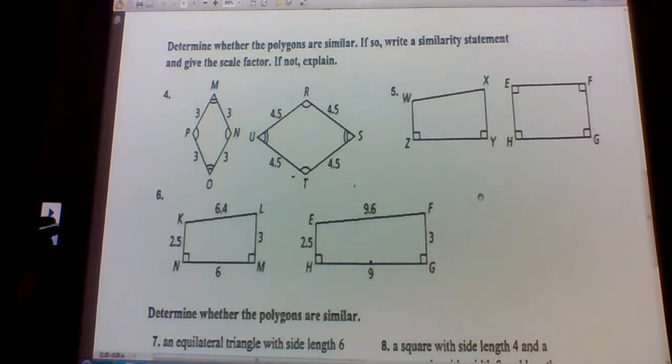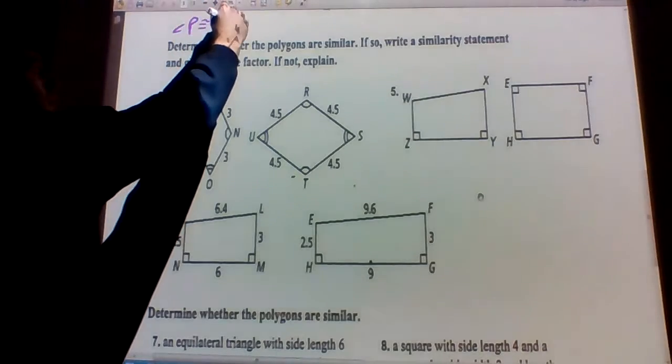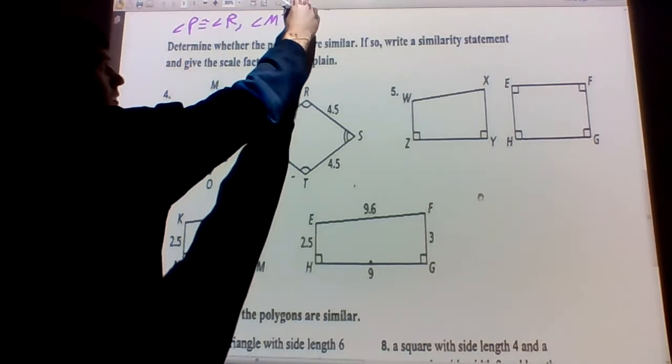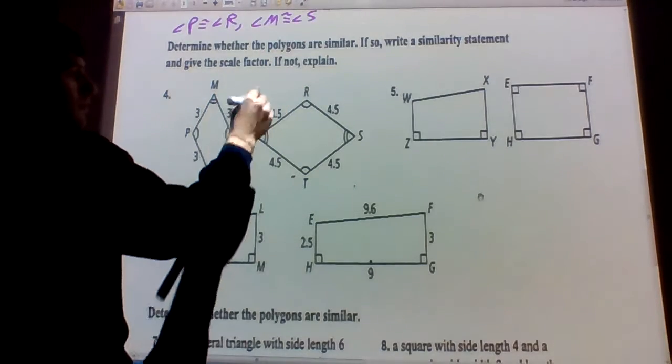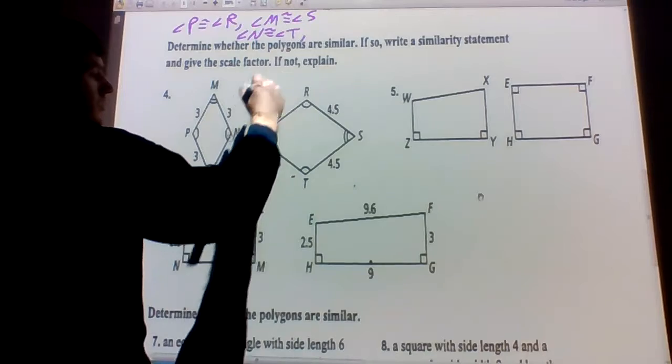So we have 4 pairs of congruent angles, so we're good. Okay, so angles are good. Now we need to check sides. Sides are proportional. Well, we can write those all out, right? So angle P is congruent to angle R, M with S, N with T, and then O with U.